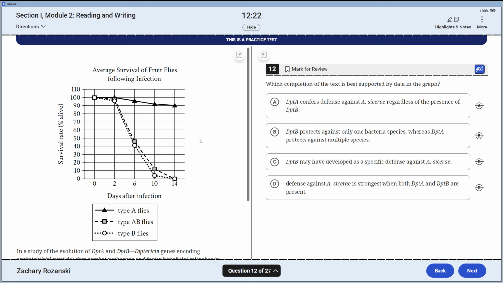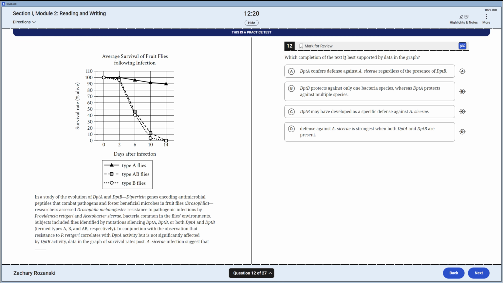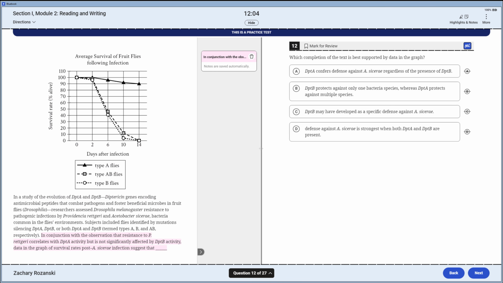Oh my gosh. We've got another chart supported by data in the chart. Average survival of fruit flies following infection. Whew, sheesh. Boys, what have we done? All right, squad. We're okay.